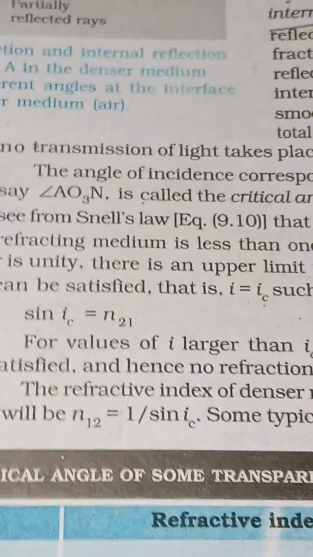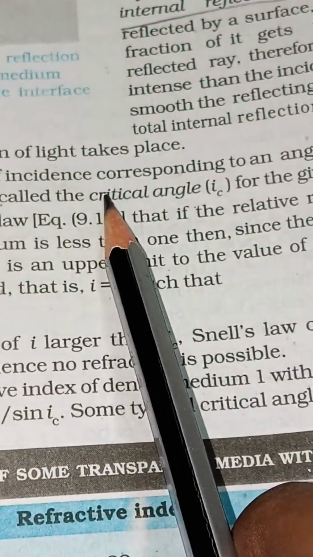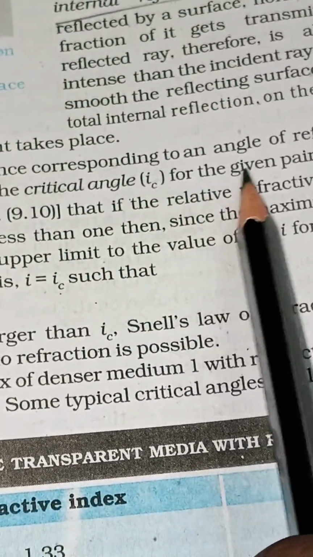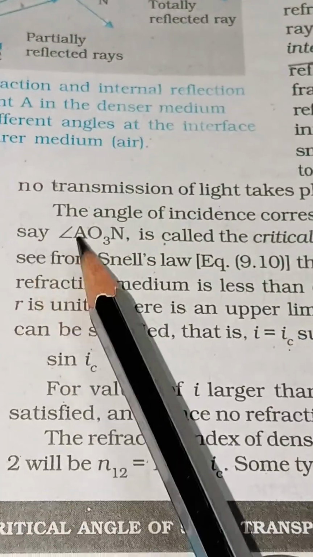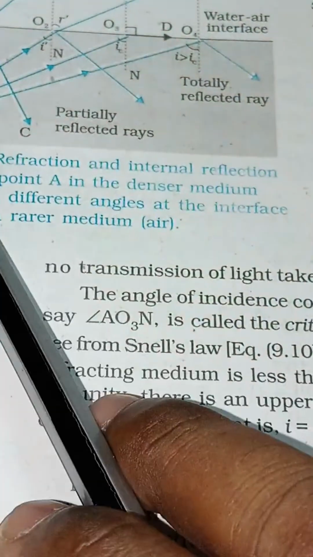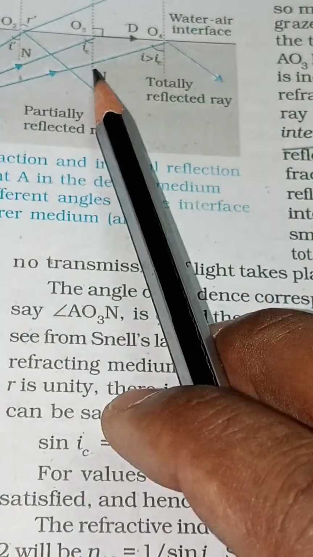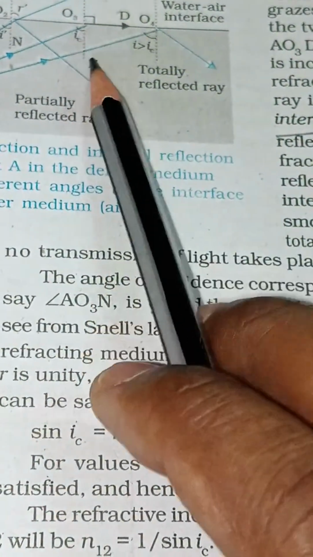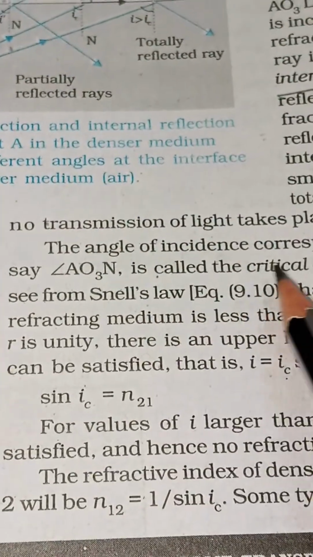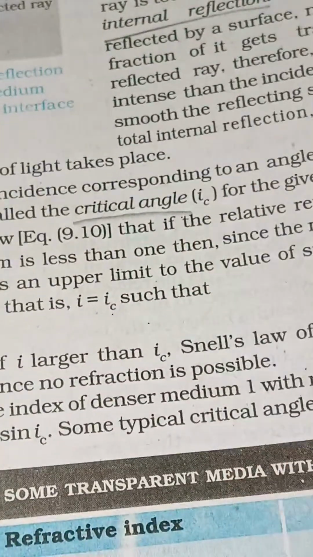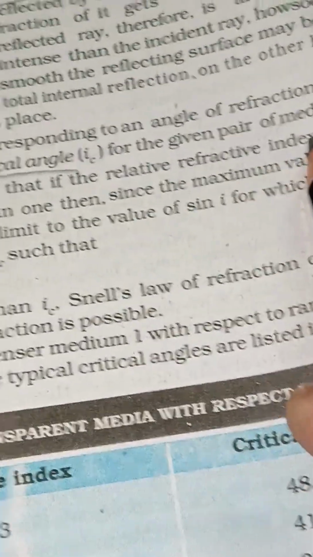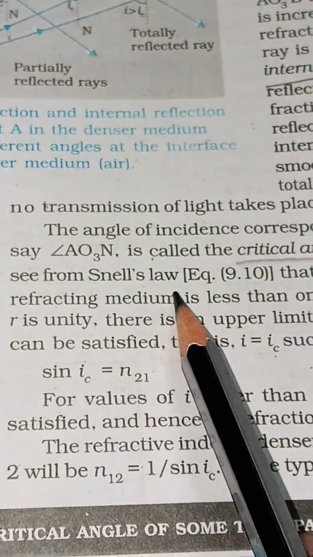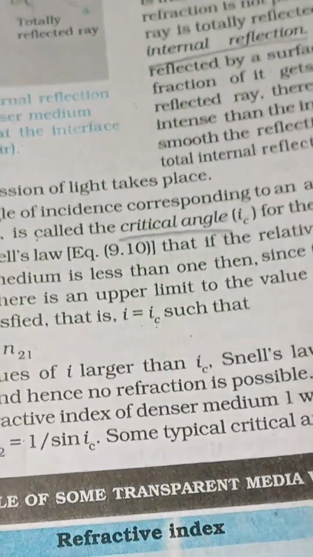Next, the angle of incidence corresponding to an angle of refraction of 90 degrees, say angle AO3N, this is the normal N, is called the critical angle. We write it as i_c for the given pair of media. We see this from Snell's law, which we have seen in the last class.